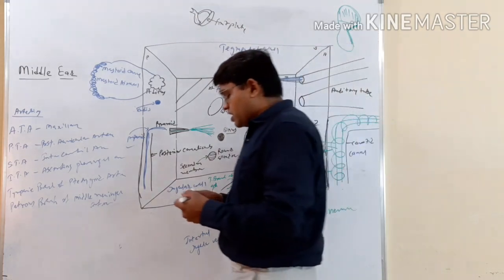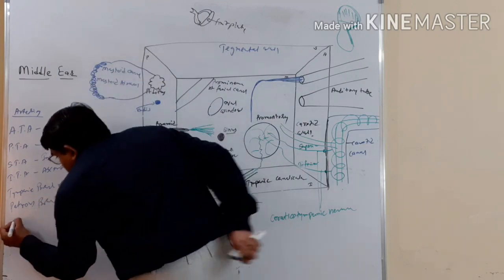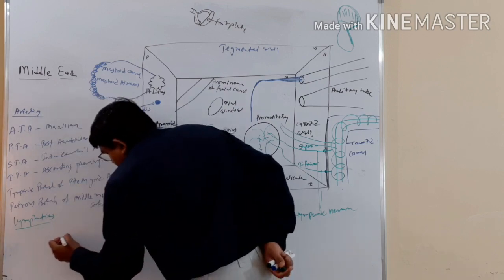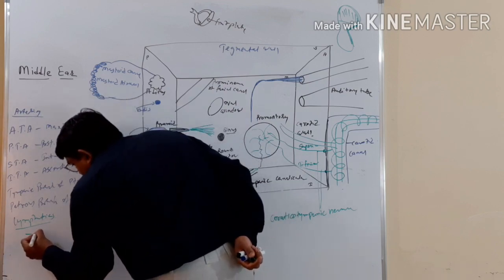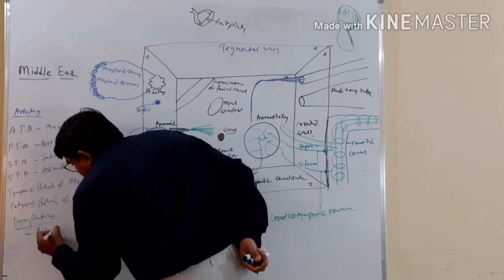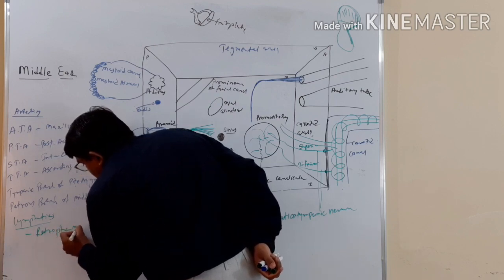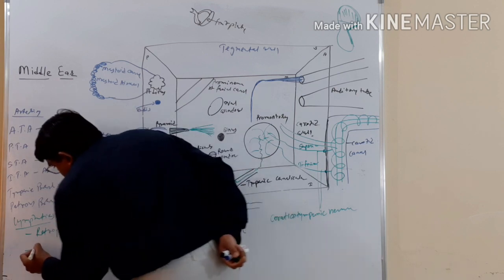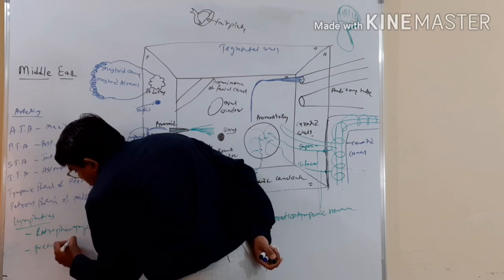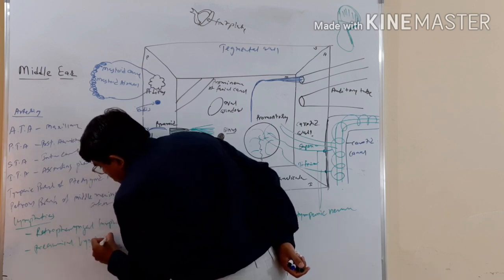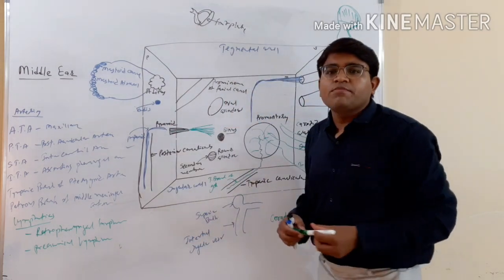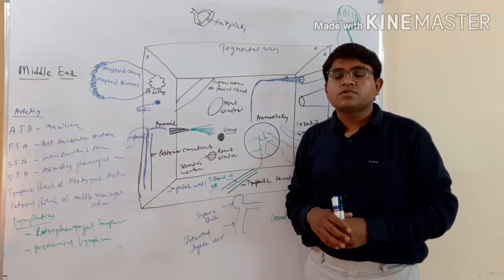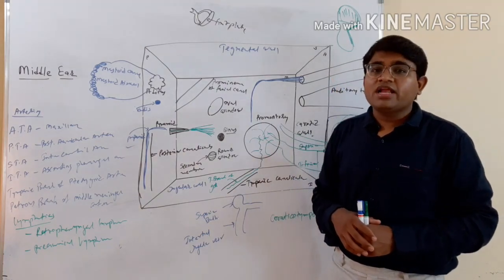Then which lymphatics are draining? The retropharyngeal lymph nodes and the preauricular lymph nodes are draining this middle ear cavity. Let me discuss its clinical anatomy.